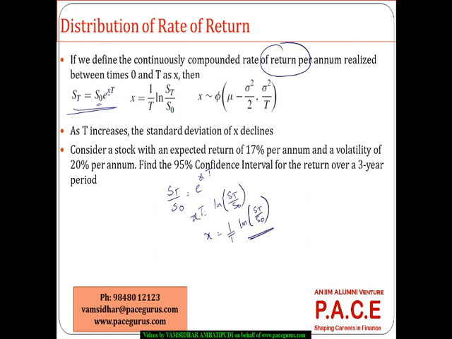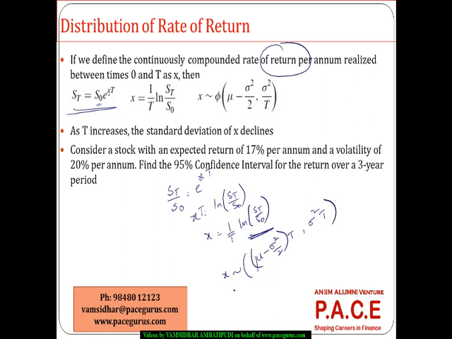Now if you remember, log St by S0 follows a normal distribution, right? So that's where we say x follows a normal distribution, because log St by S0 follows a normal distribution with mean mu minus sigma squared by 2 times t and variance sigma squared t.